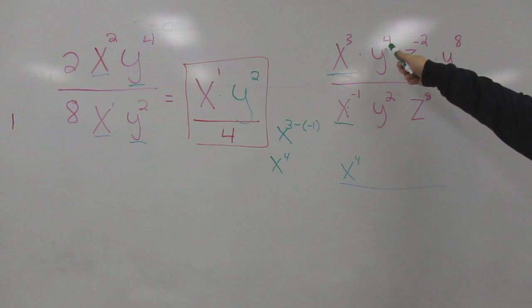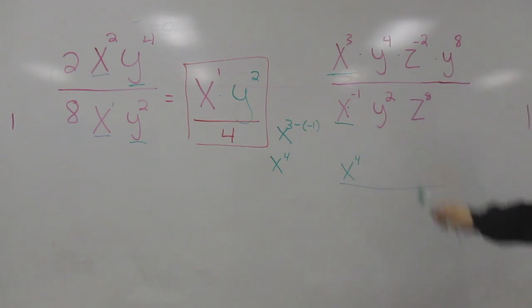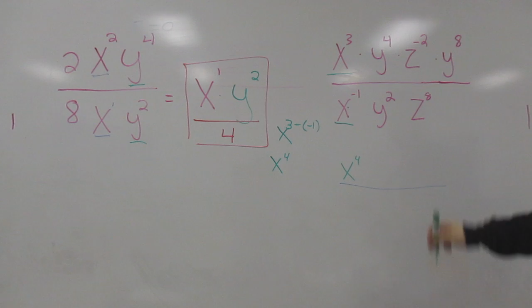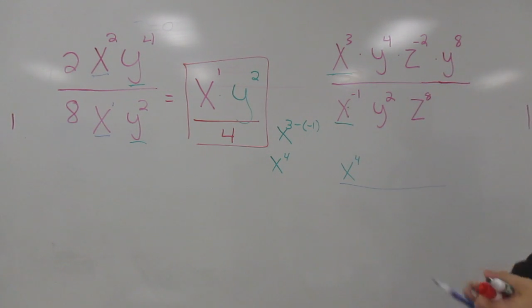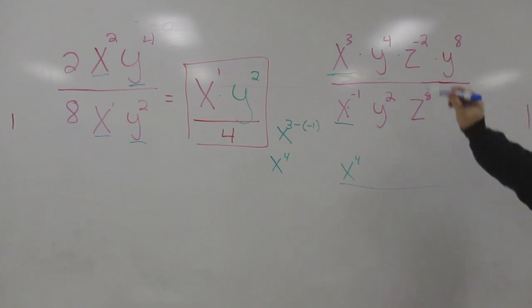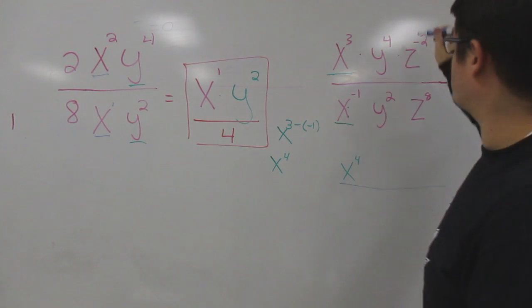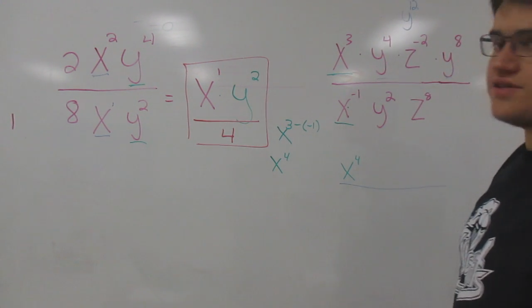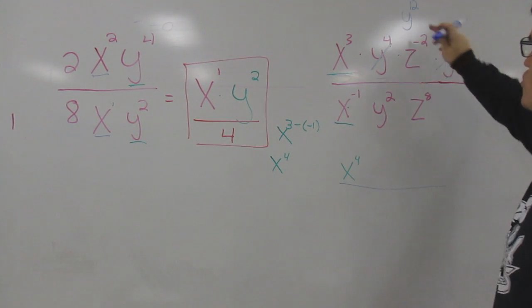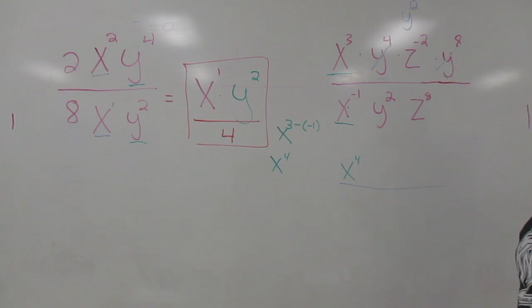So we could think there are more y's up here than there are down here. But, good catch, we have y to the 8th here. So let's combine these two first. Y to the 4th times y to the 8th, as we learned from last chapter. Same base being multiplied, add the exponents. So now we have y to the 12th divided by y to the 2nd.